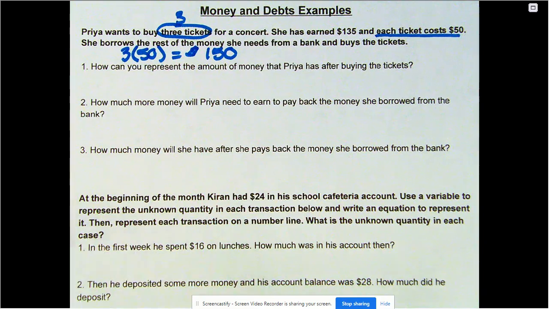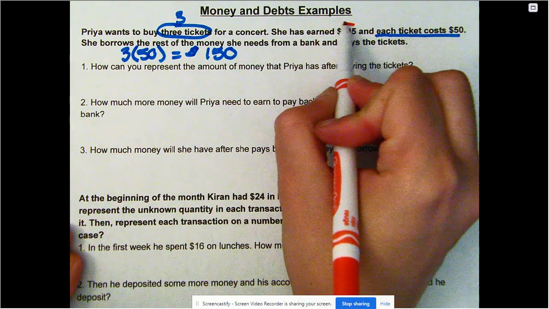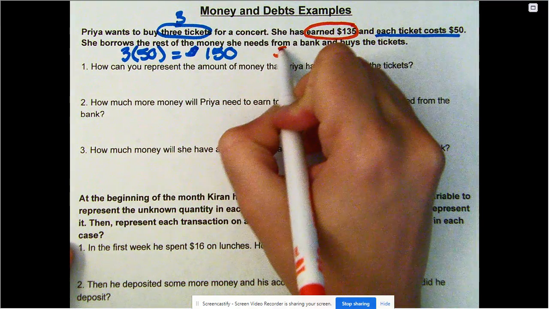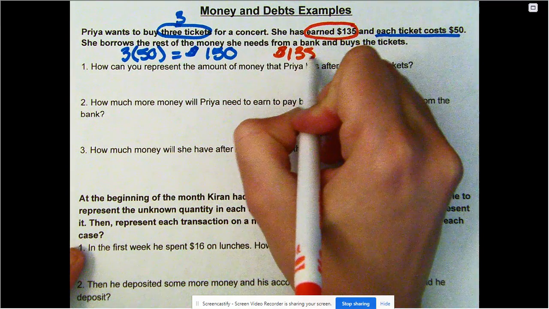And then something else in the problem that I picked up on is that she has earned 135. So let's take care of these vocabulary words that are inside of this problem. If something costs something, you are paying that amount. If you have earned $135, that is money that you have and that you are able to spend. Okay, so now that we have that out of the way, it's also key to know, if she has earned 135, this is the money that she has.